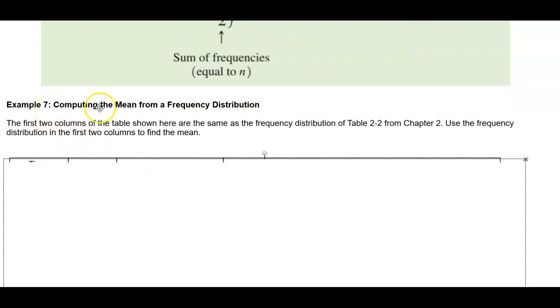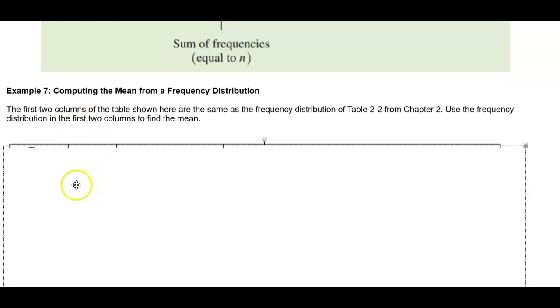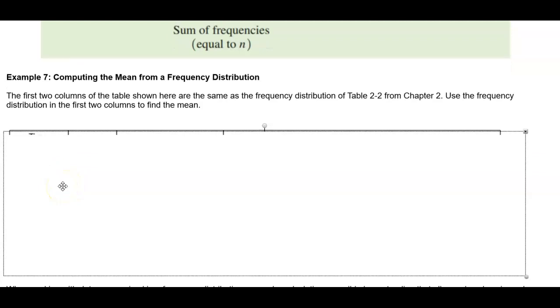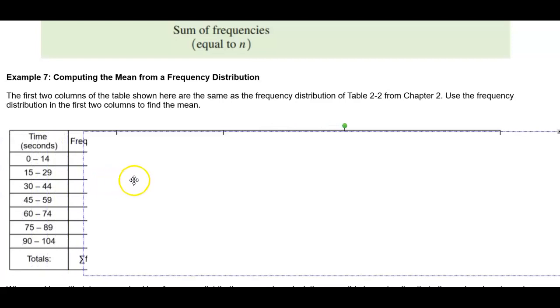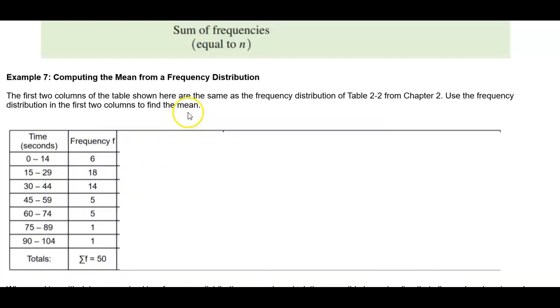In example 7, we're going to compute the mean from a frequency distribution. The first two columns of the table here are the same as the frequency distribution of table 2.2 from chapter 2. Okay, so here is our frequency distribution. Now remember, this is the time in seconds, with 7 classes. And then we have our frequency. We're going to use the frequency distribution in the first two columns to find the mean. So we have 6, 18, 14, 5, 5, 1, and 1.